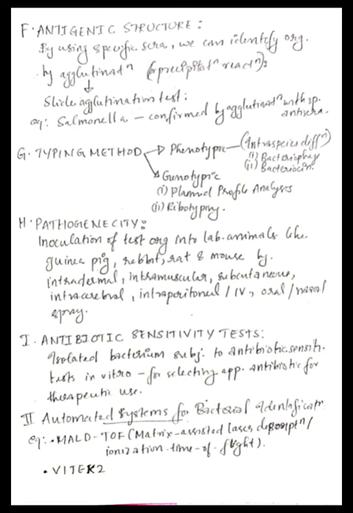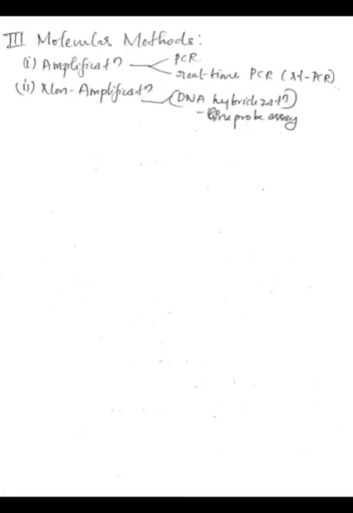Then the second method for identification of bacteria is the automated system for bacterial identification. The examples are MALDI-TOF, that is matrix assisted laser desorption ionization time of flight method, and VITEK 2. The third one is the molecular method. It is broadly classified into amplification methods and non-amplification methods. The amplification methods include PCR, that is polymerase chain reaction, and real-time PCR, that is real-time polymerase chain reaction. Then the non-amplification method is DNA hybridization, which includes the line probe assay method.